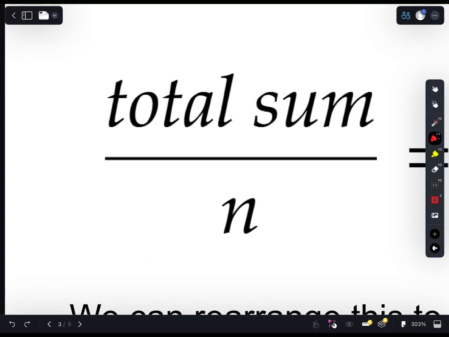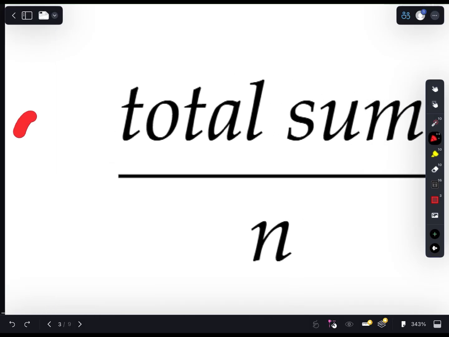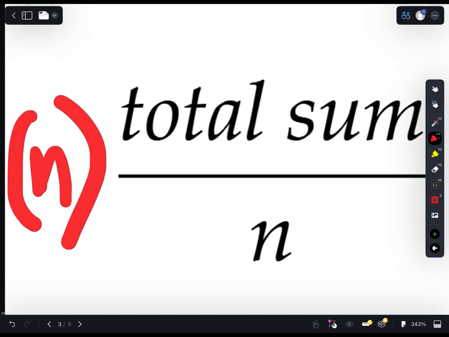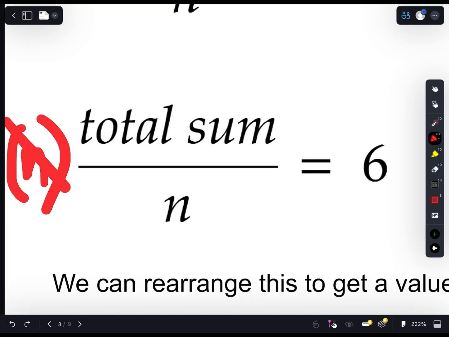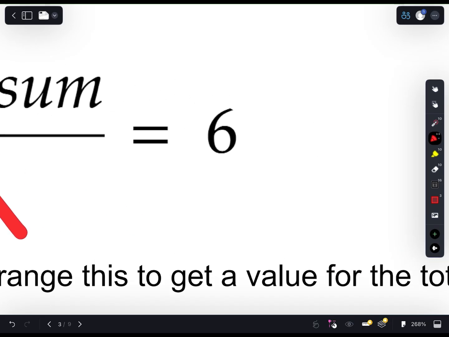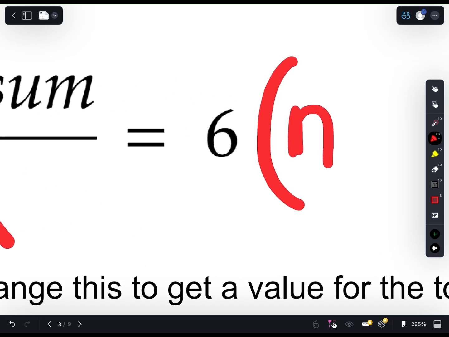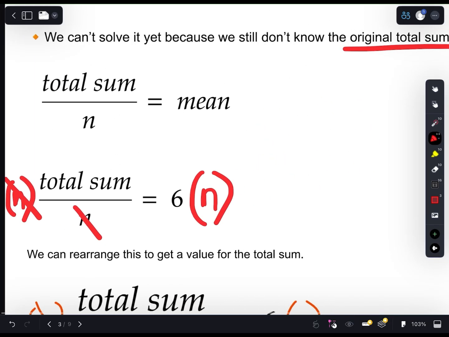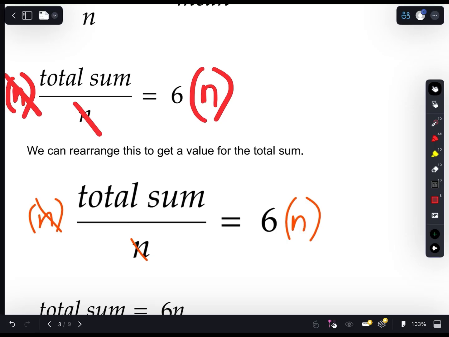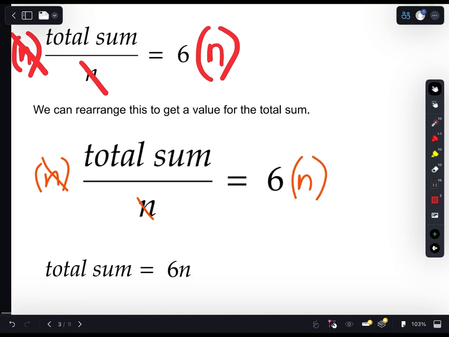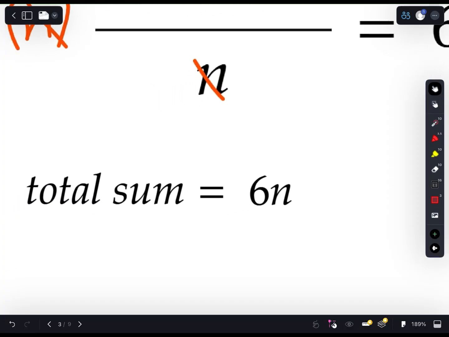So the total sum is being divided by n. So we do the reverse operation to cancel it out. I'm just going to multiply this whole fraction by n. Therefore, it will cancel n out. That's basic algebra: if you do one thing to one side, you have to do it to the other side as well. So there we go. We solved it and got what our total sum originally is. The total sum is 6n.